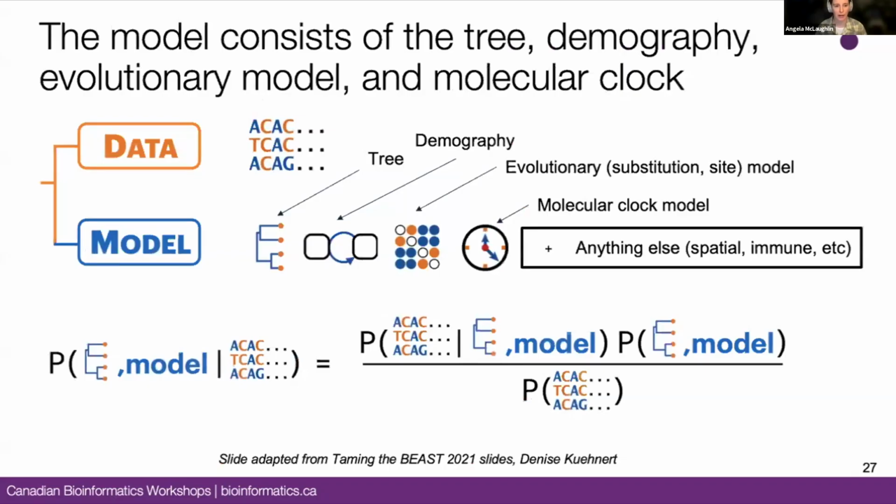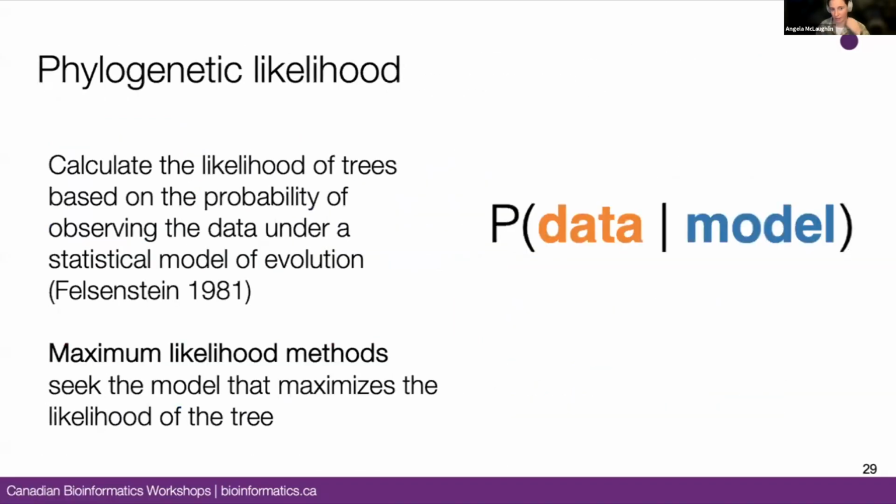Okay, so the model itself is comprised of several different features, if you will. So the model consists of the tree, the demography or demographic population process, the site model or evolutionary model, the molecular clock model, and anything else that you want to impose on that, whether that's geography as well, would be part of your model. So let's discuss more how those are selected and what those mean.